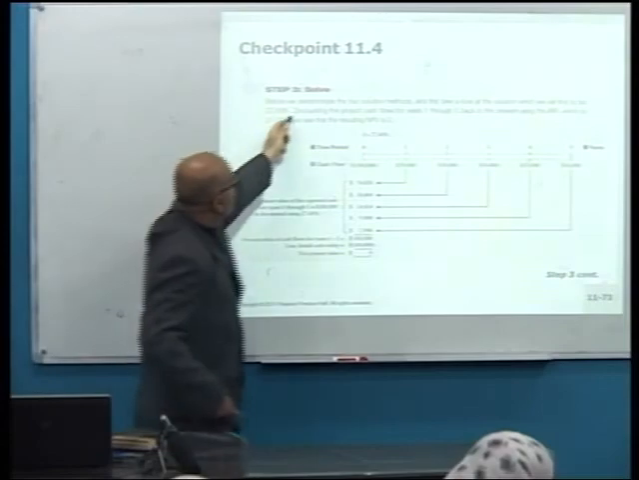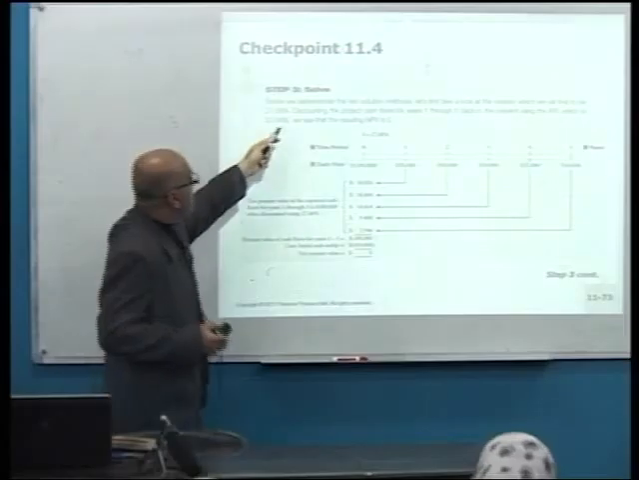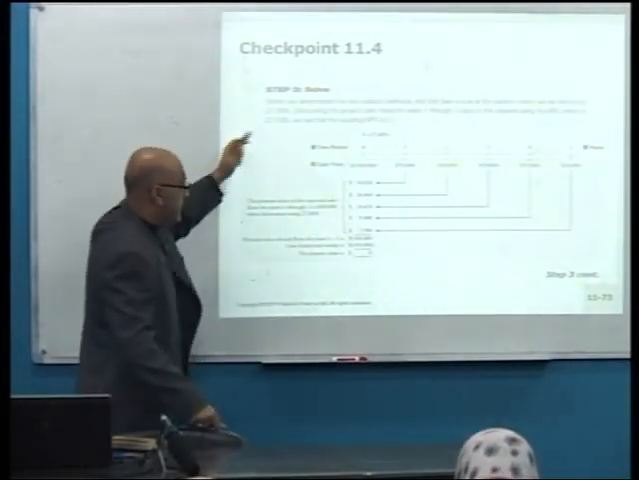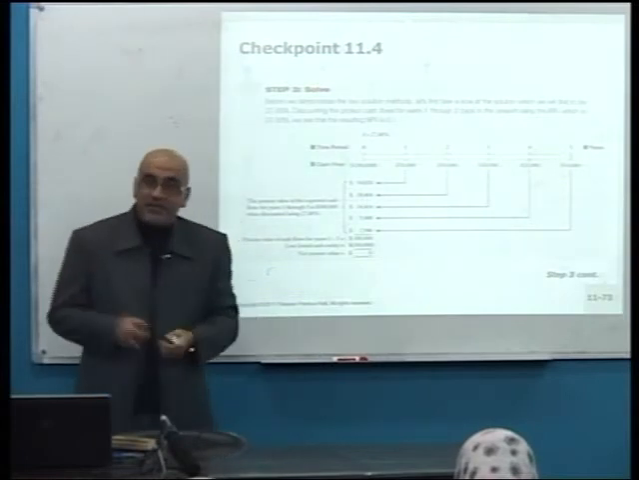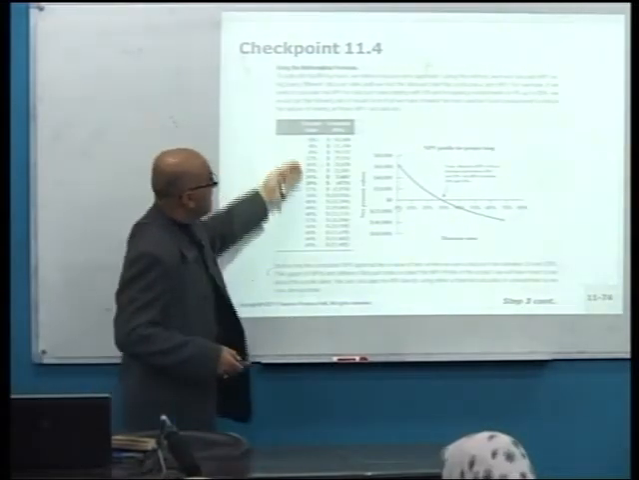Before we demonstrate the solution methods, let's first take a look at the solution, which we will find to be 27%. Discounted project cash flow for year 1 through 5, which is 27%. How do we get the 27? Just by trial and error. This is done using Excel.